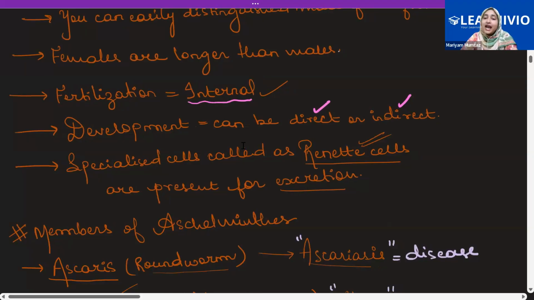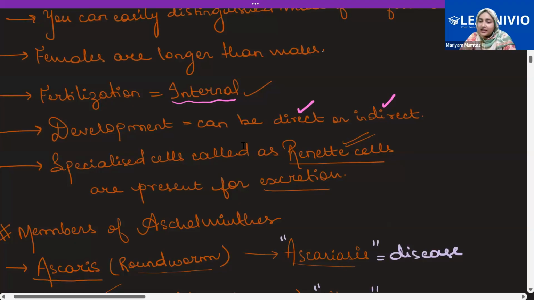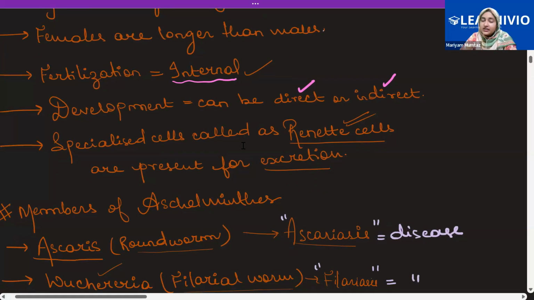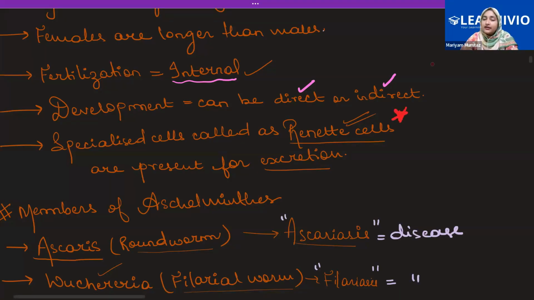Now the development can be direct, meaning without any larval stage, or it can be indirect, that is with larval stage. Now for excretion, they also have special cells called renette cells. This is also important to remember, the excretory cells. So they are the renette cells. Clear? Any doubts?